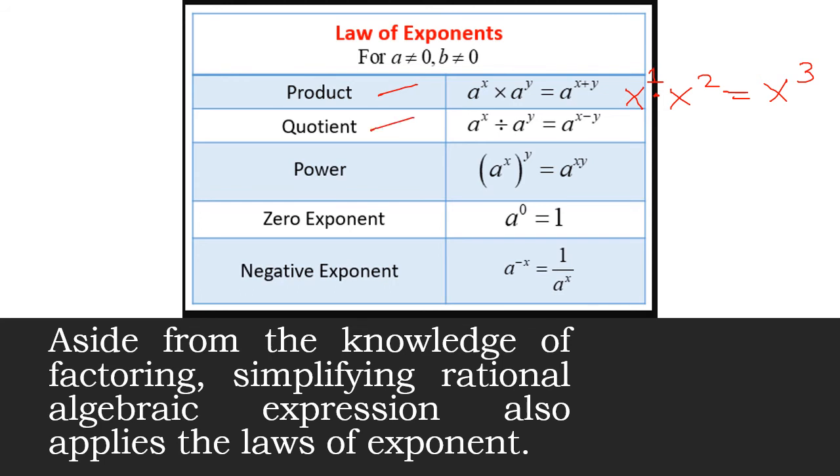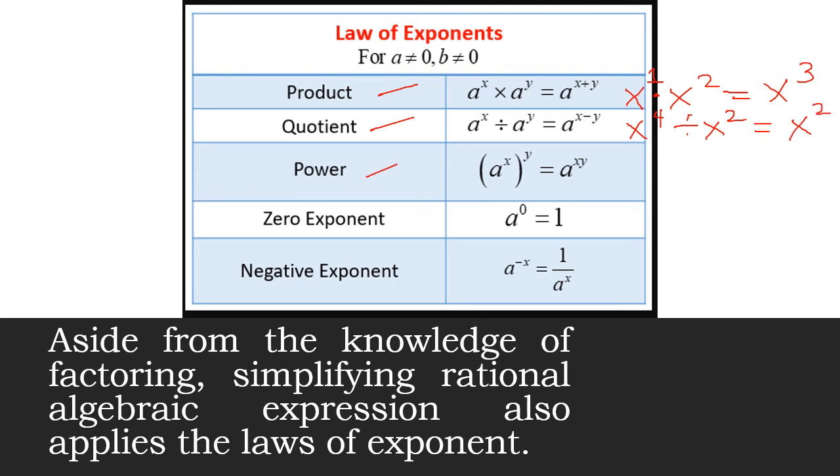Next, quotient. So, kabaliktaran naman to ng product. So, quotient ito, a raised to x divided by a raised to y is equal to a raised to x minus y. Kapag parehas ng base, tas may power, tas i-divide, magsusubtract lang tayo sa power. Halimbawa, x raised to the power of 4 divided by x raised to the power of 2. So, the answer is 4 minus 2. So, x raised to the power of 2.